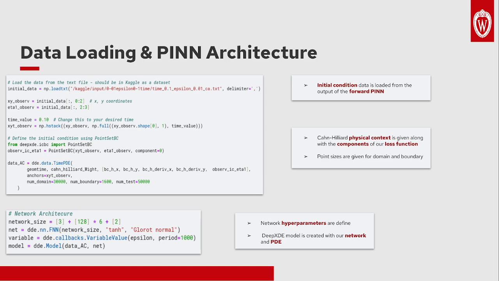Now we give the Cahn-Hilliard equation to DeepXDE as physical context, and we also do this with the components of our loss function. You can see this at work in the data AC definition. It's a TimePDE, which is just a DeepXDE inner working where we give it all of the physical context that we need. And this will be used right below in the network architecture. Right here we define network hyperparameters, and we create a feed-forward neural network, which uses a tanh activation function, and we give this to the model along with our data, and this creates our DeepXDE model that we can train.